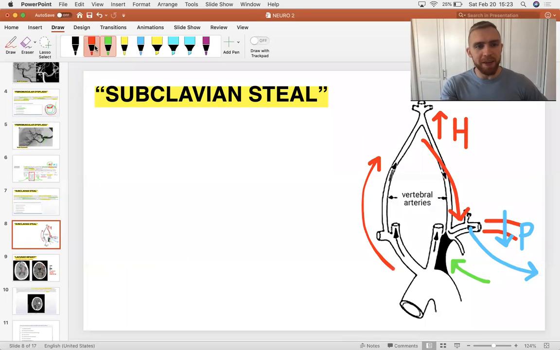one more time, let's go back to this image and see that you're stealing blood in the setting of subclavian steal. You're taking blood away from the vertebrobasilar system that turns into the AICA and the PICA.